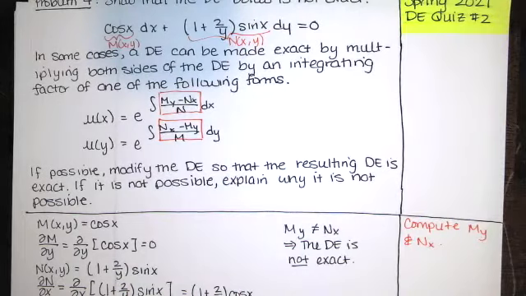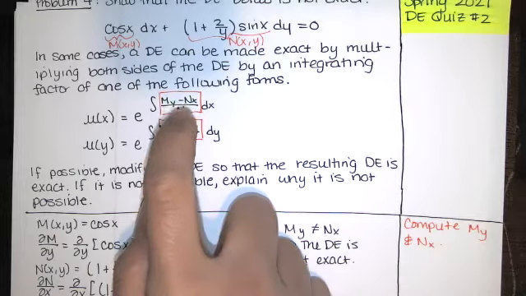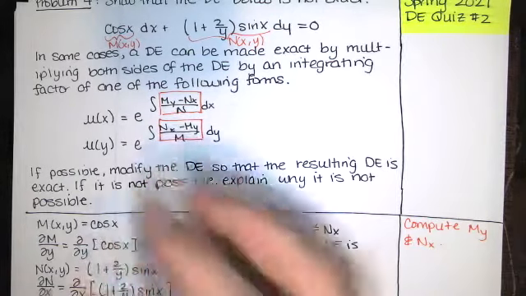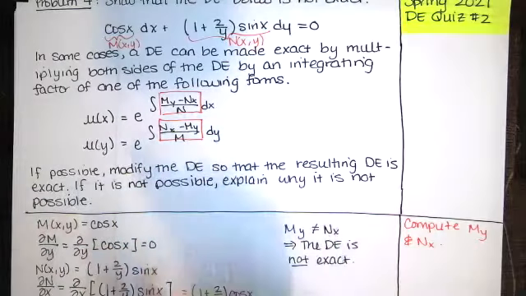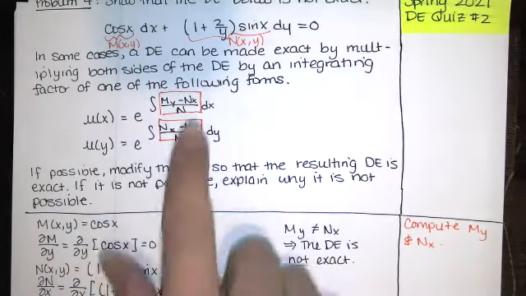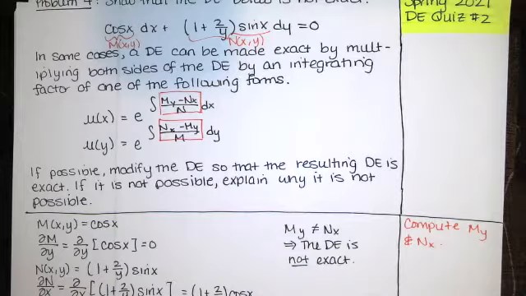If it's not possible, explain why. Well, if this function was not a function of x alone, we would evaluate this expression. If this expression was a function of y alone, then we would evaluate this expression. If neither of those are true, we would say it's not possible. But this time, this one was a function of x alone, so we'll use this one as the integrating factor.